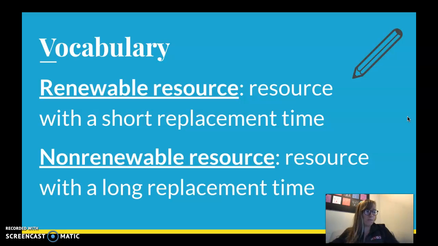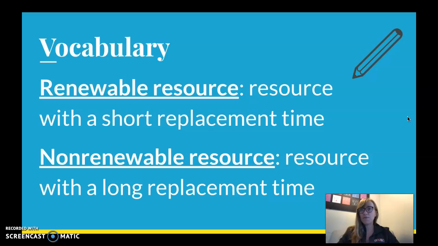So for example, my plants in my living room, those are renewable resources because they can regrow in less than my lifetime, significantly less than my lifetime in that case. So they're renewable resources. Things that are non-renewable resources have a replacement time that's longer than a human lifetime or much longer.